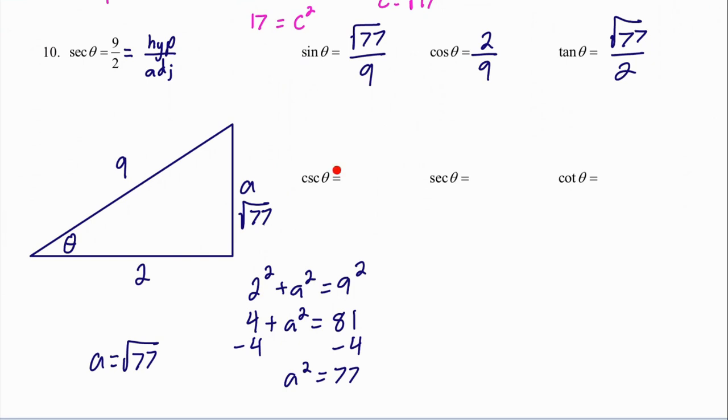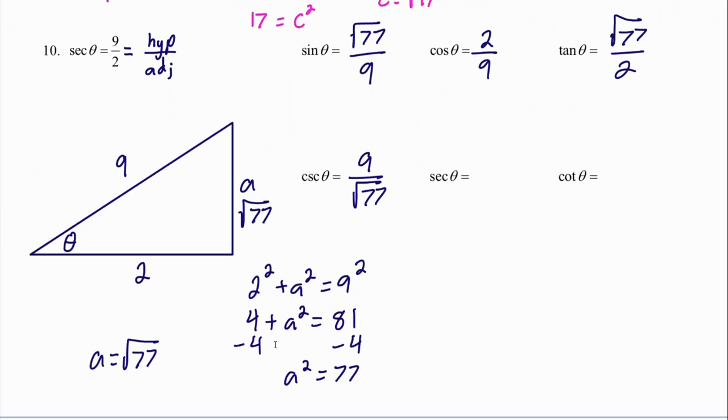The cosecant is going to be the reciprocal of sine. So it would be 9 over the square root of 77. Again, you did have the option to rationalize there. If you did rationalize, you would multiply by the square root of 77. And so that would be 9 square root 77 over 77. Secant, again, we were given in the problem, so that's going to be 9 over 2.